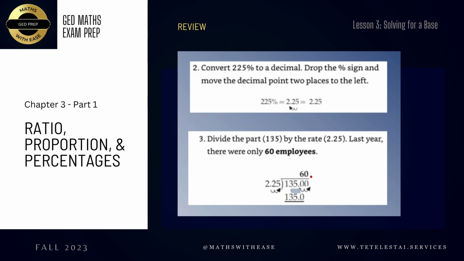So start by rewriting 225% in decimal form. You drop the percentage sign and move the decimal point 2 places over to the left. And then you go ahead and divide 2.25 by 135. So write out your long division, 2.25 divided by 135.